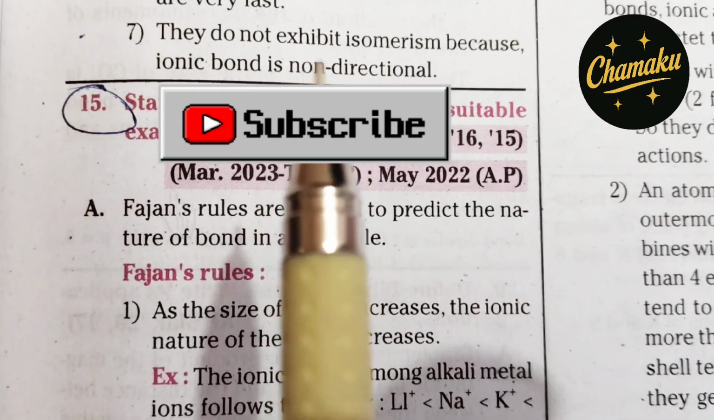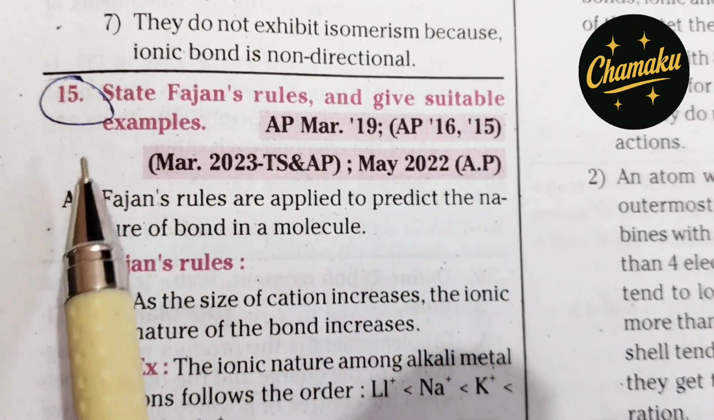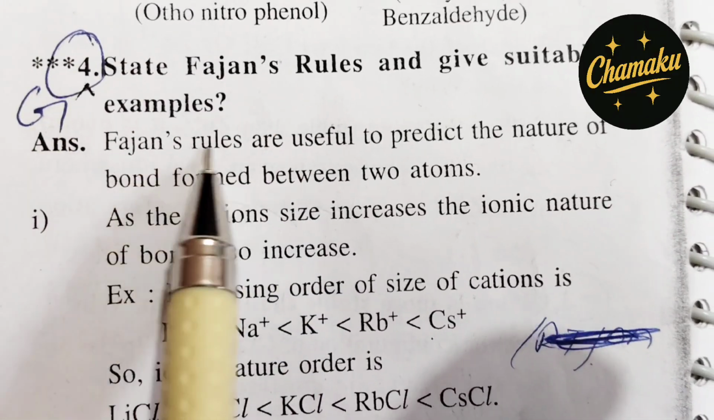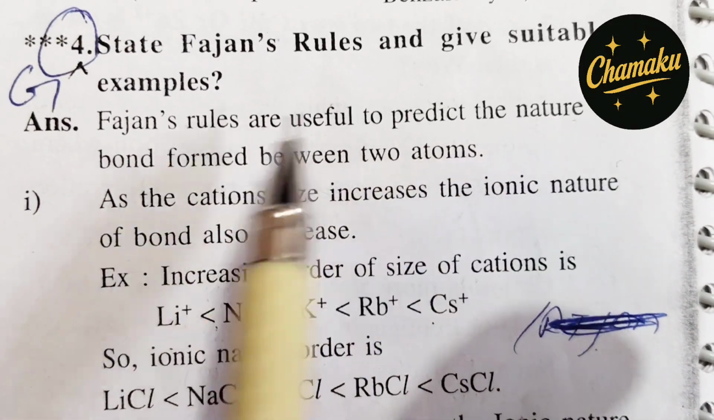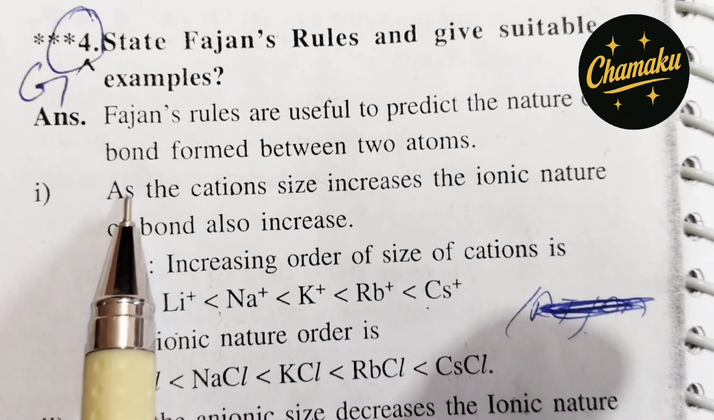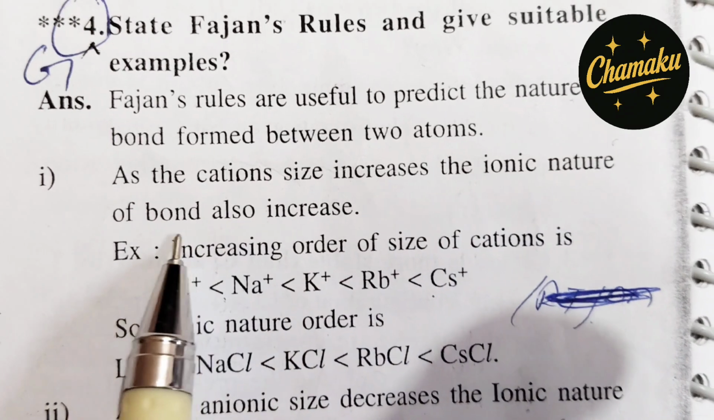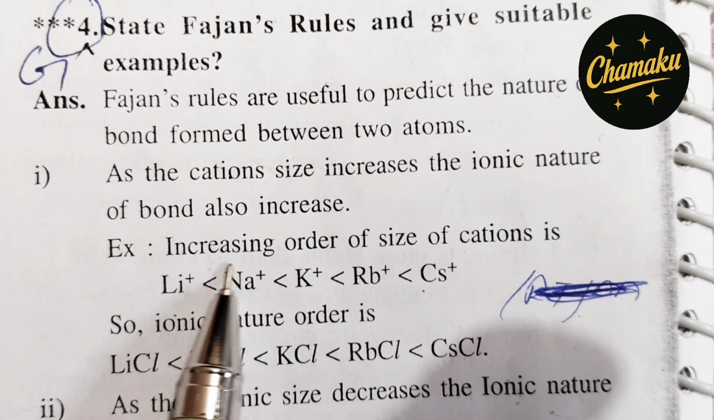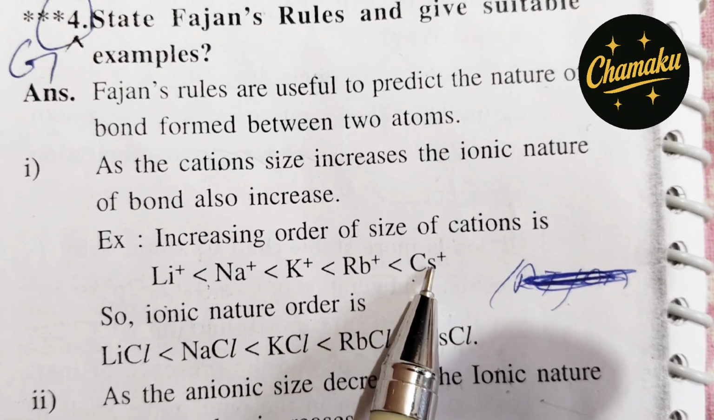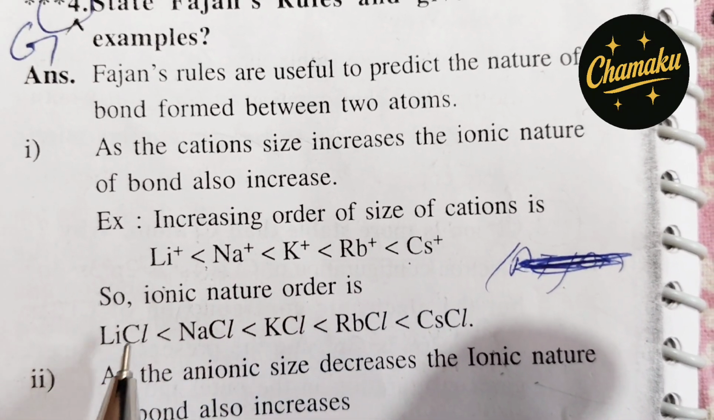So guys, moving on to the next question. State Fajan's rules and give suitable examples. So as you can see, Fajan's rules are useful to predict the nature of bond formed between two atoms. The first rule: as the cation size increases, the ionic nature of bond also increases. Example, this is the increasing order of size of cations. So ionic nature order is this one.